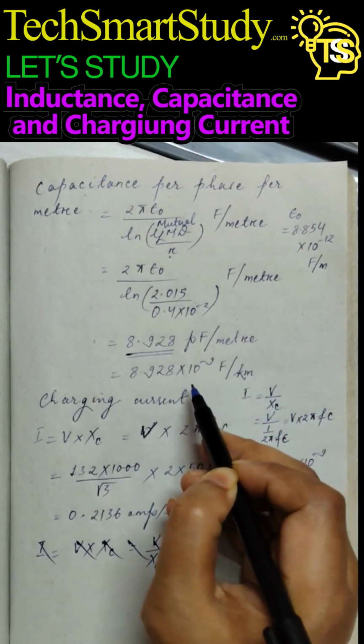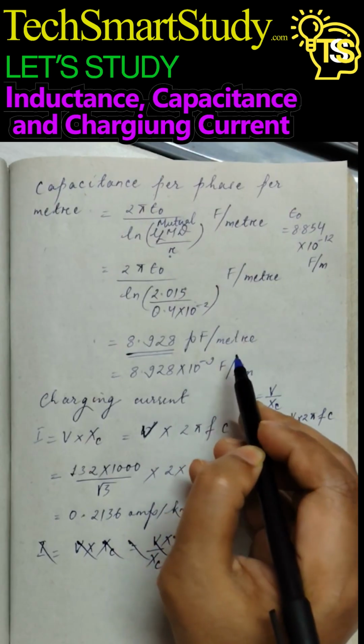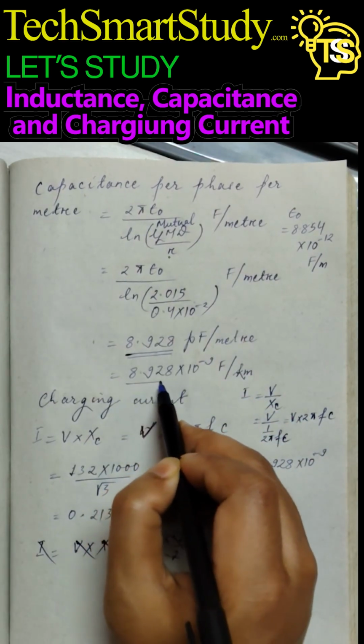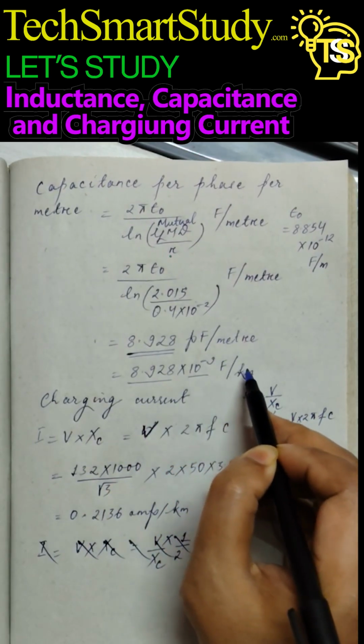And we'll convert it into kilometer. It will be 8.928 into 10 to the power minus 9 farad per kilometer.